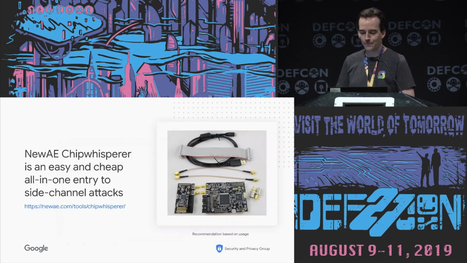If you want to start, new AE Tech and Colin, who is sitting in the second row here, is the creator of ChipWhisperer, which is a very cheap and easy way to start with side-channel attacks. On the board, you have all you need. You have an oscilloscope, you have the communication interface, and it has multiple targets to try this. If you're interested, we invite you to talk to Colin. He has a few ChipWhisperer Nanos that he can give to some of you.